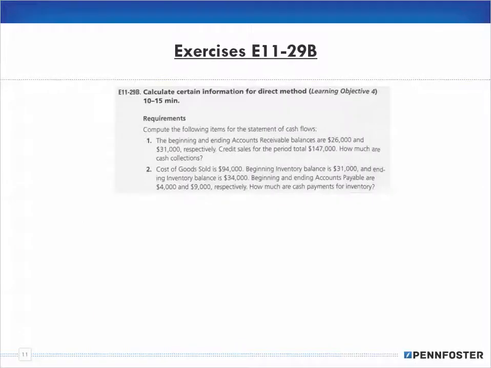Okay, so 29. Calculate certain information for the direct method. Compute the following items for the statement of cash flows. The beginning and ending accounts receivable balances are 26 and 31 respectively. Credit sales for the period are 147. How much are cash collections?